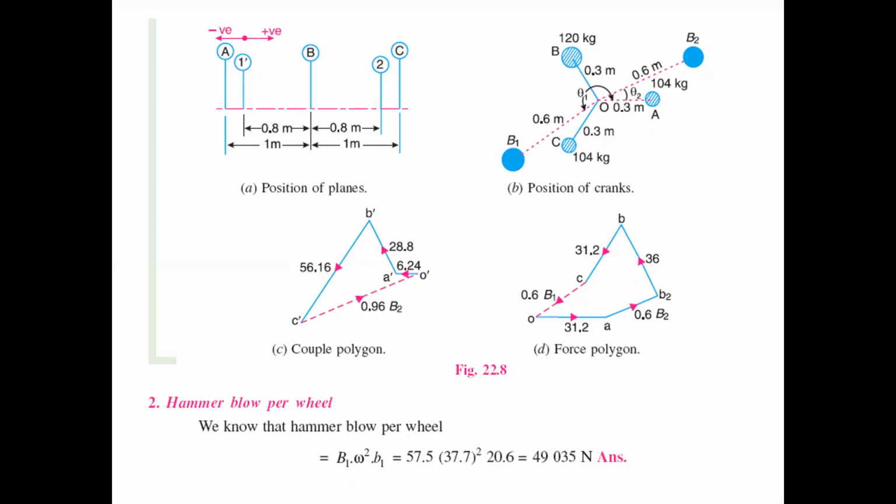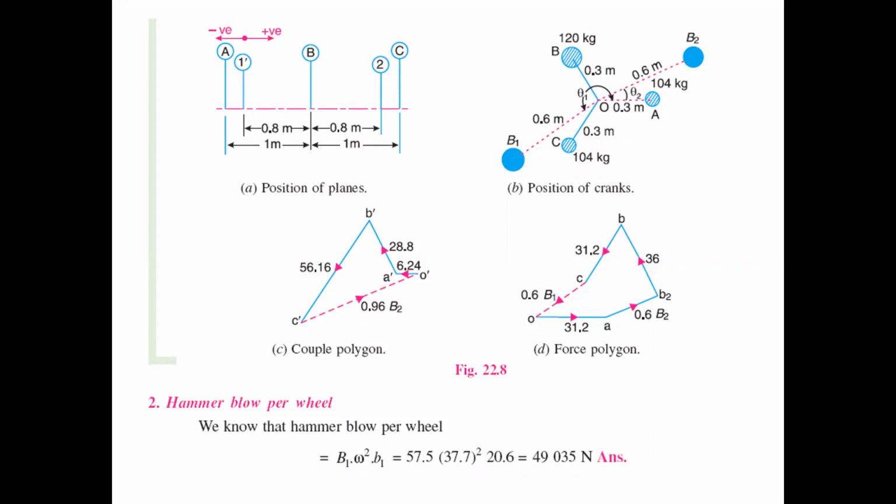Now, what are the lengths from one plane to another? It is 1 meter from A to B and from B to C, and the balancing masses' lengths from the reference plane are also given, 0.8 meter and 0.8 meter. Here plane 1 is taken as the reference.